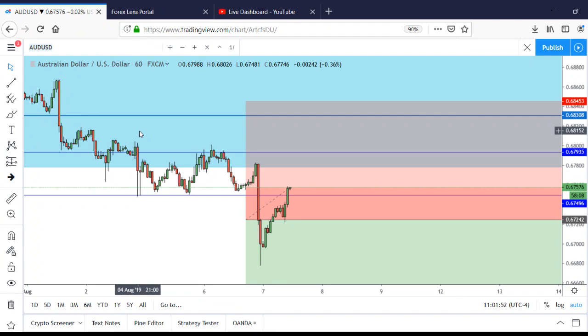Today is a Wednesday, so we're right in the middle of the week. We should be getting more movement. We had some pretty crazy movement last night, and Aussie is just pulling back, and we can enter again after this pullback is done.